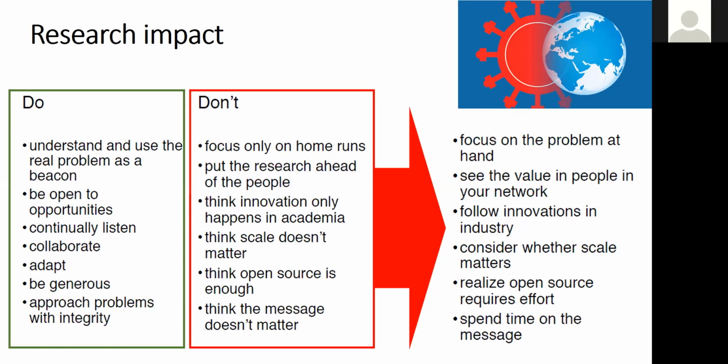Don't think innovation only happens in academia. Innovation doesn't just happen in academia. It happens a lot. That is why it is also critical for you to understand what is happening at the ground level, what the challenges are at the society level, and how, as an academic, you can solve the particular problem. Don't think scale doesn't matter. It matters. How big or how small this project is, is important as well.